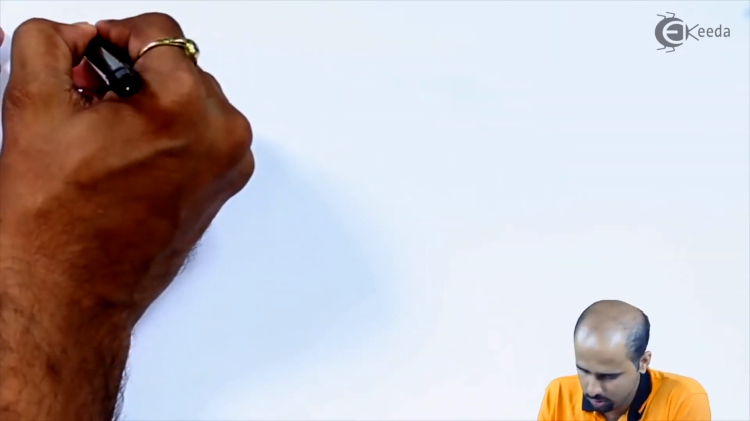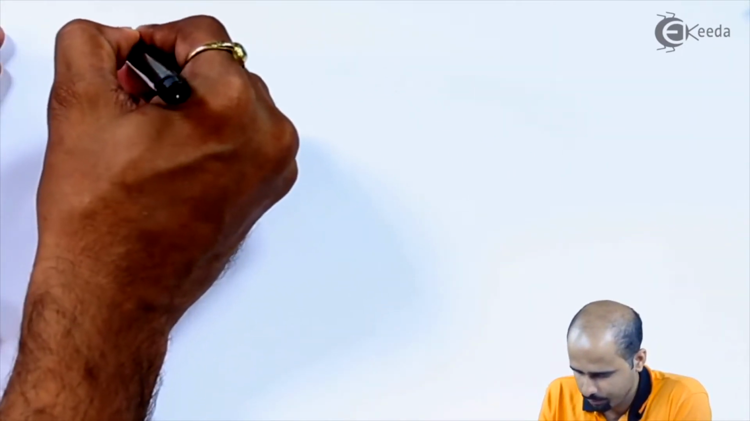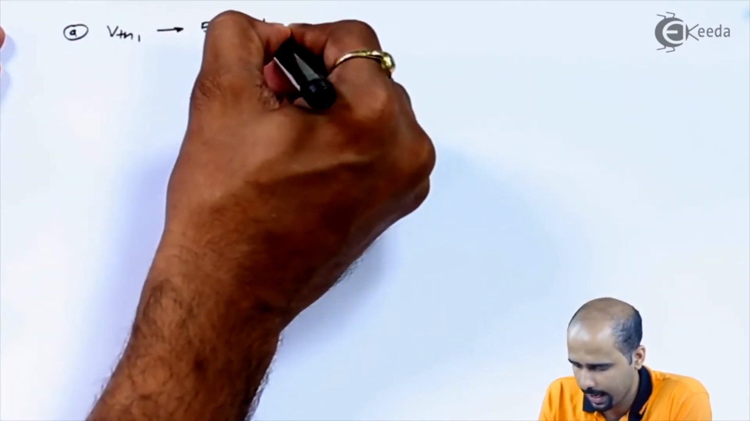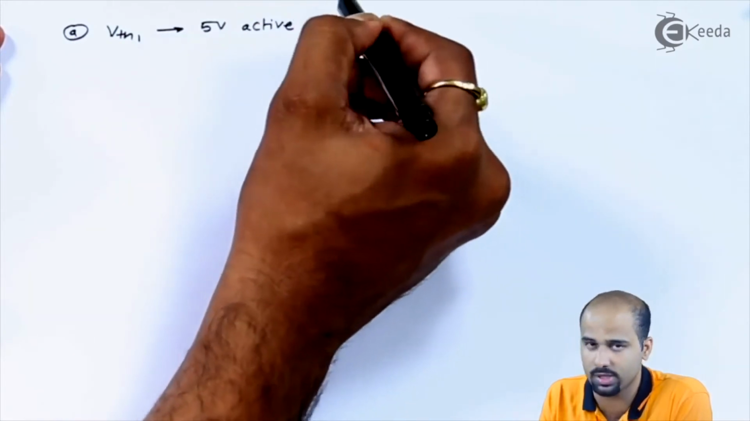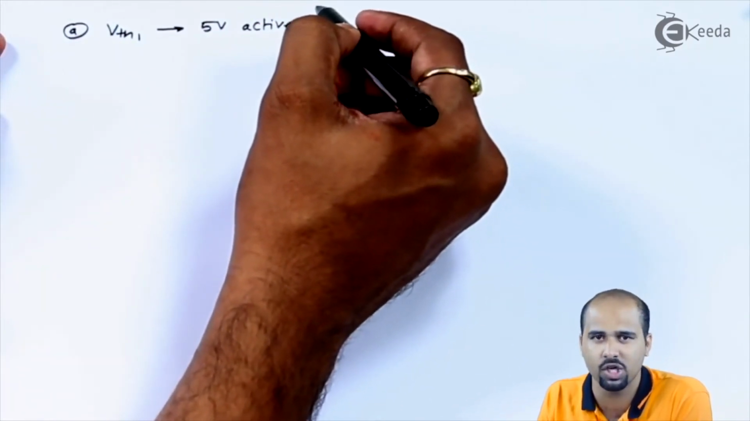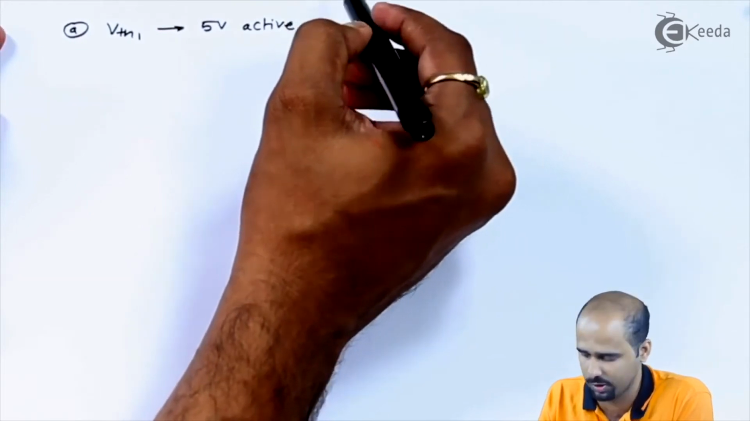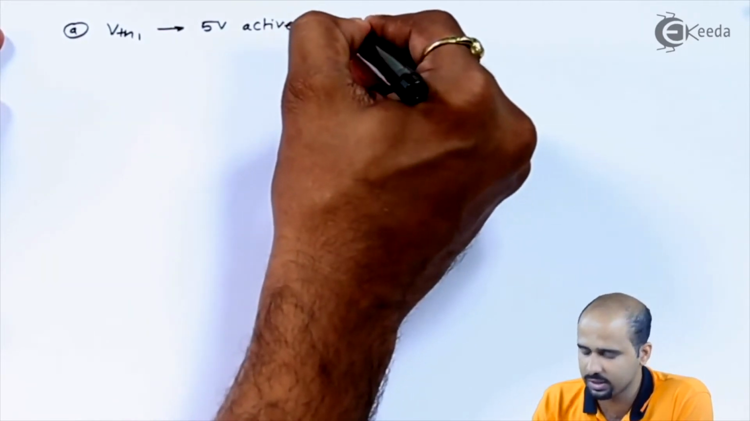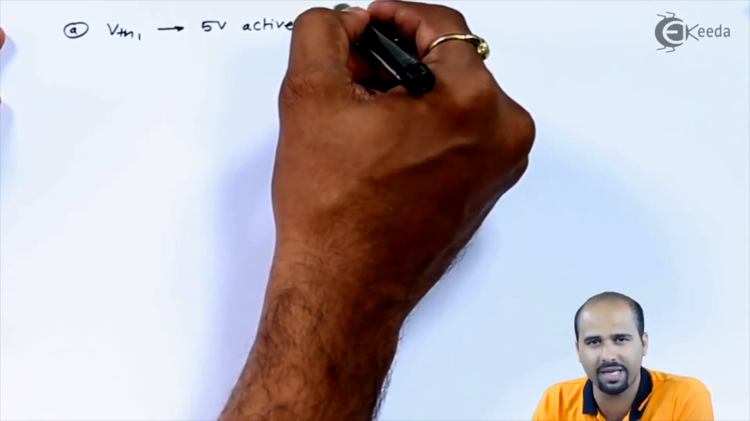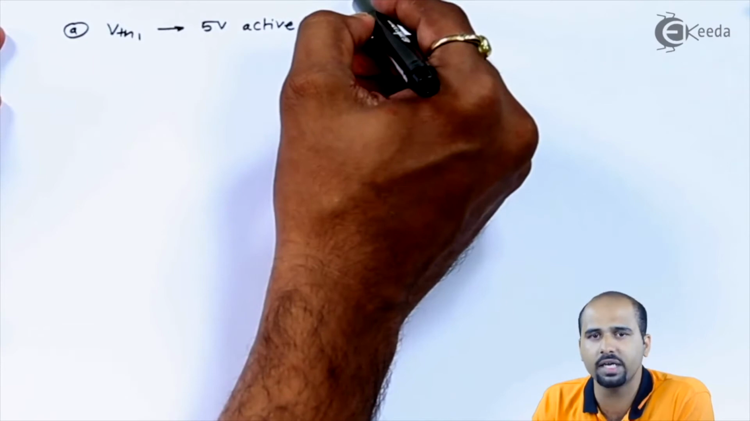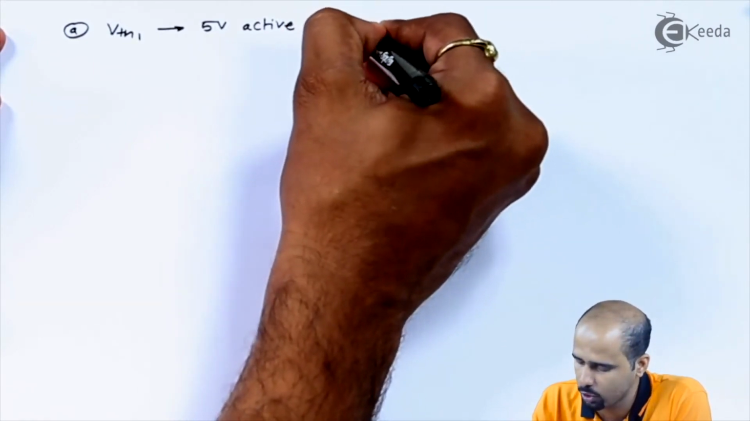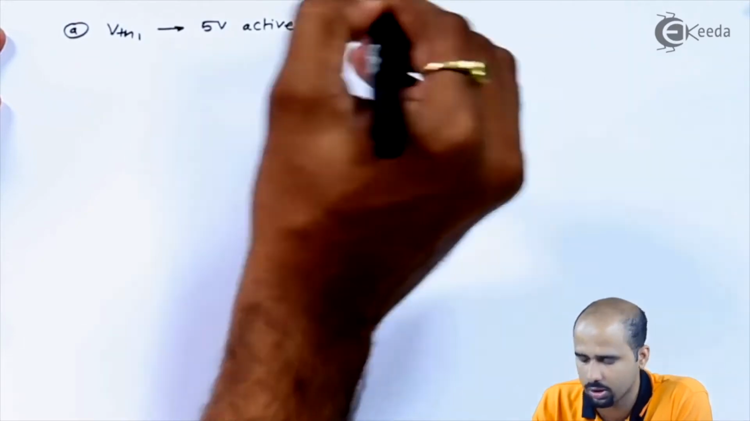First of all, part A is VTH1, where 5 volt is active, and all the other sources we have to replace by their respective internal resistances, as far as the superposition theorem is concerned. A voltage source has ideally 0 internal resistance, so we can say that the 10 volt source is getting shorted, connected to ground.